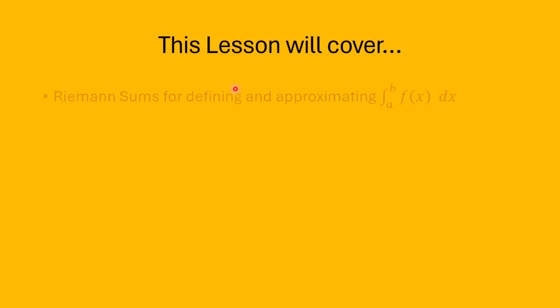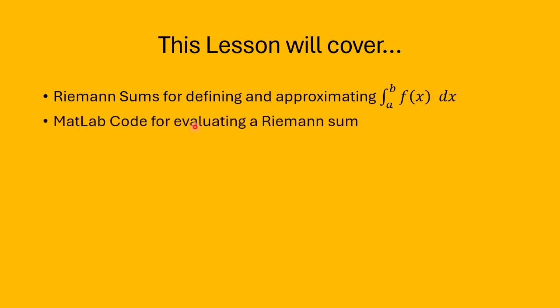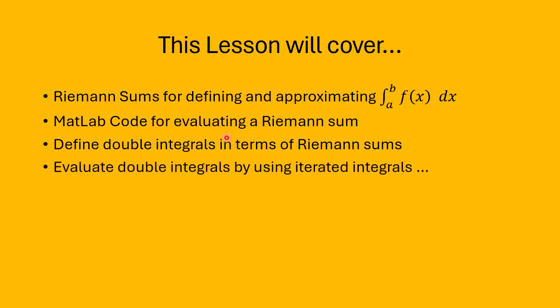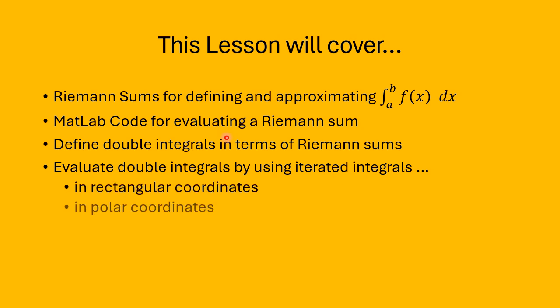This lesson will cover Riemann sums for defining and approximating the integral from a to b of f of x dx. It will also include MATLAB code for evaluating Riemann sums. We will define double integrals in terms of Riemann sums, and we will evaluate double integrals by using iterated integrals either in rectangular coordinates or in polar coordinates.